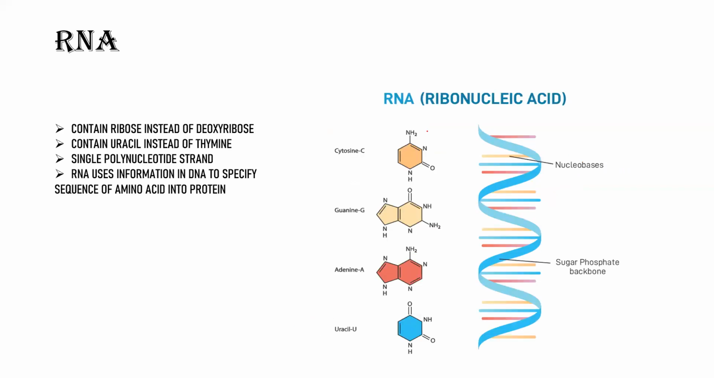Let's talk about RNA. RNA full form is ribonucleic acid. It is a single-stranded structure. The backbone is made up of sugar and phosphate, just like DNA, and nucleobases are attached to it. RNA contains ribose sugar instead of deoxyribose. It contains uracil instead of thymine, and it is a single polynucleotide strand. This RNA uses the information which is stored in DNA to specify the sequence of amino acids to form protein.